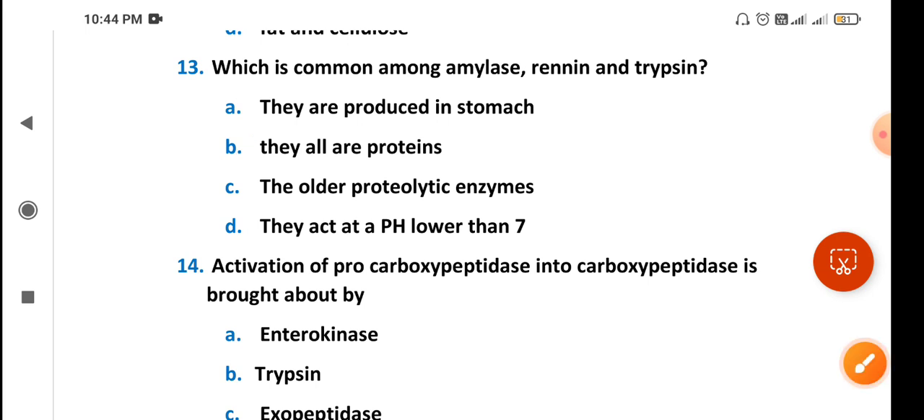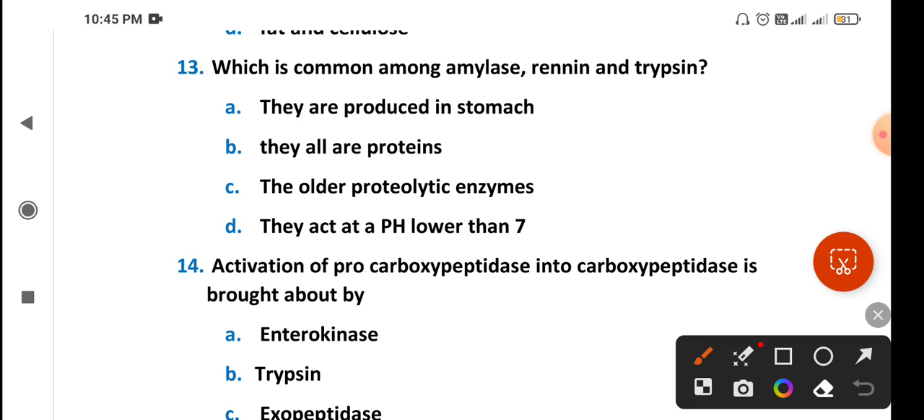And let's see the third option, they all are proteolytic enzymes. No, amylase is not a proteolytic enzyme. So C option will be incorrect. And fourth option is they act at a pH lower than 7. No, trypsin acts in alkaline medium, not in the acidic medium. So the correct option will be, obviously, B option. Okay.